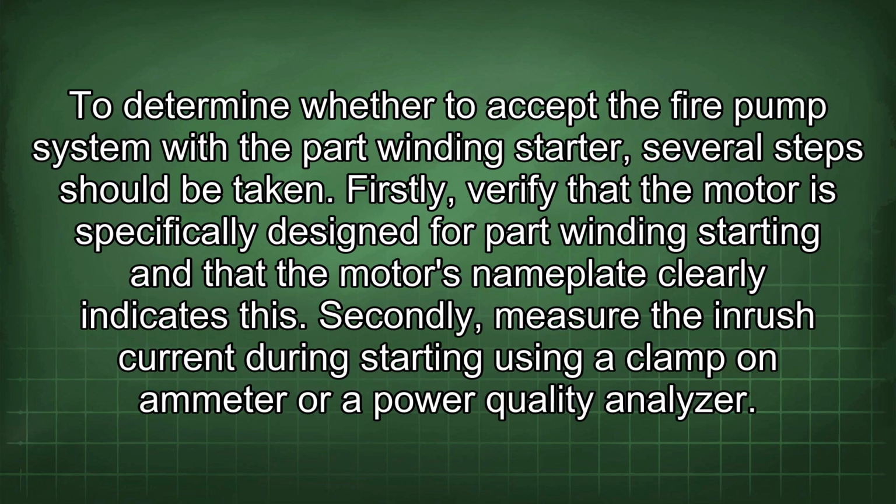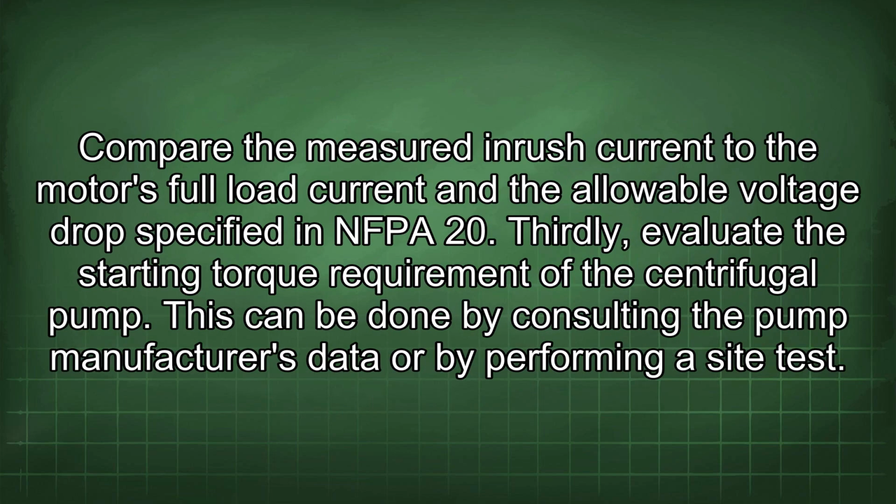To determine whether to accept the fire pump system with the part winding starter, several steps should be taken. Firstly, verify that the motor is specifically designed for part winding starting and that the motor's nameplate clearly indicates this. Secondly, measure the inrush current during starting using a clamp-on ammeter or a power quality analyzer. Compare the measured inrush current to the motor's full load current and the allowable voltage drop specified in NFPA 20.